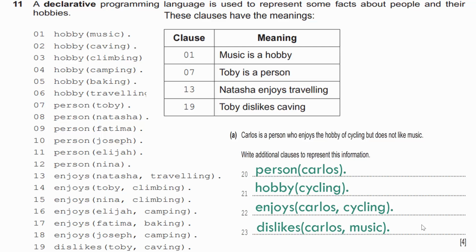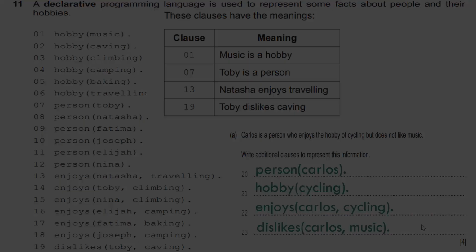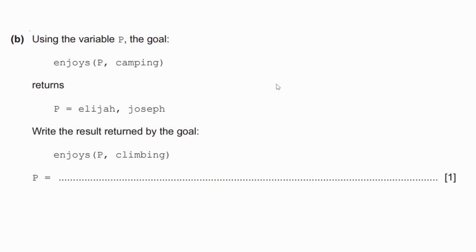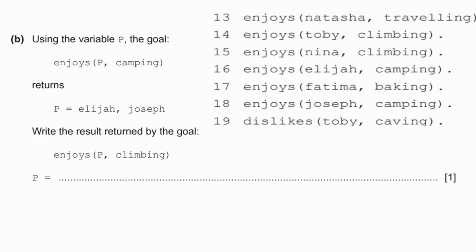There's another part that comes up next. If declarative programming is assessed on your paper 3 exam, you're going to have the first section usually followed by this next question. Now, I told you that it needs to be all lowercase. Why is that? Because anything that is uppercase, a single letter or an entire word, that is a variable. So to answer this question, we need to refer back to this. Using the variable P, the goal, P enjoys camping. It's going to find, P is a variable, it's going to find everybody who enjoys camping.